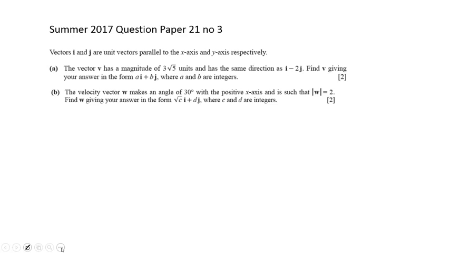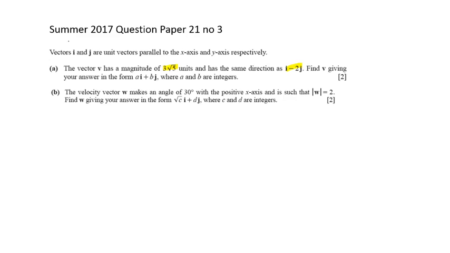Hello, here we will discuss Additional Math Summer 2017 Question Paper 2 Batch 1, working solution for number 3. This is about vectors in two dimensions. Vectors i and j are unit vectors parallel to the x-axis and y-axis respectively. The vector v has a magnitude of 3 square root of 5 and has the same direction as i minus 2j. Find v, giving your answer in the form ai plus bj.